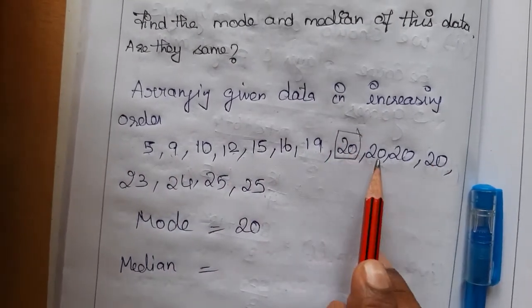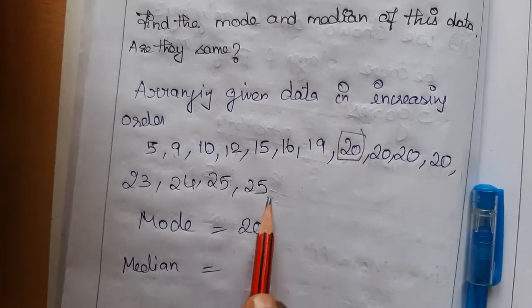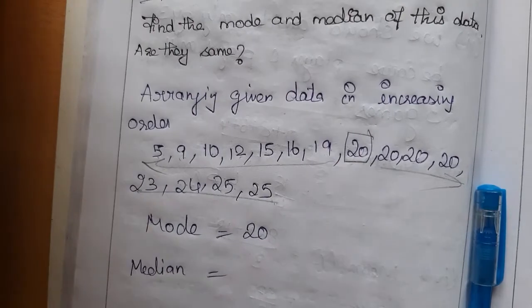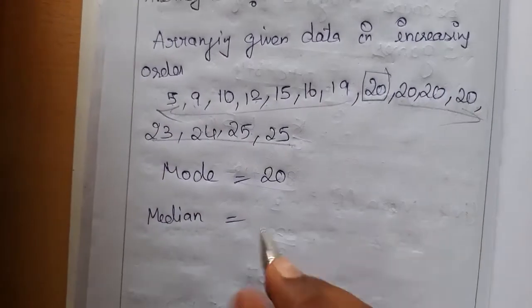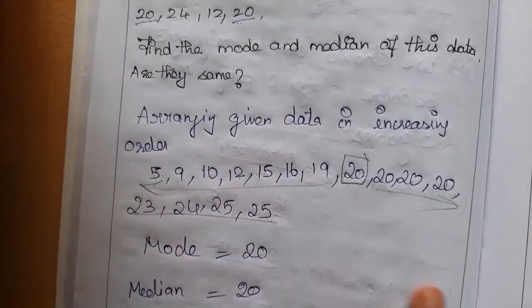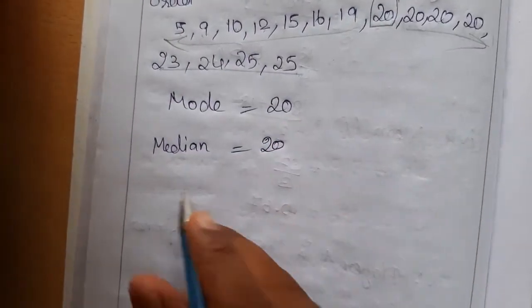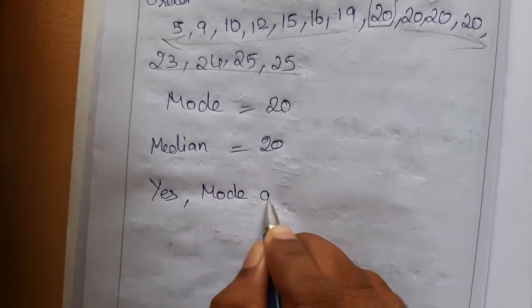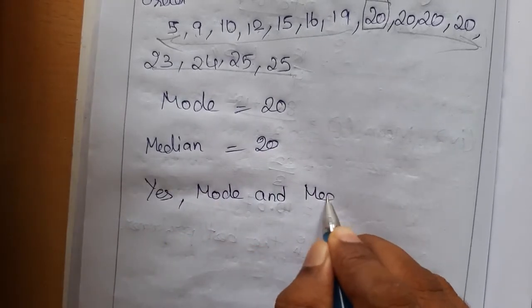So left side also there will be 7. 1, 2, 3, 4, 5, 6, 7. So here also 7 terms after this. So the middle is the 20. The median is 20. So next question is, they asked, are the mode and median the same? Yes. Mode and median are the same.